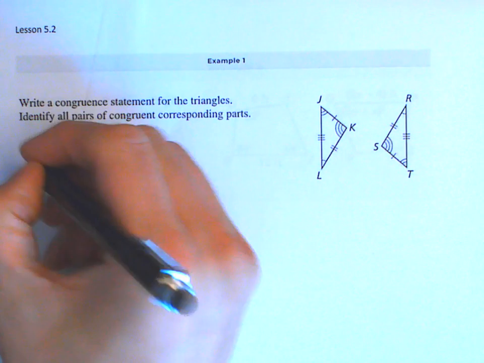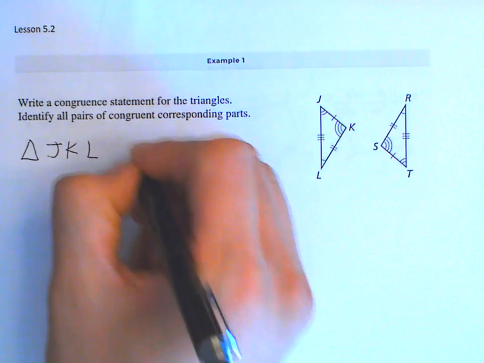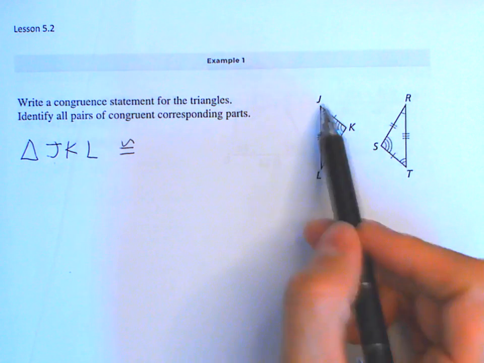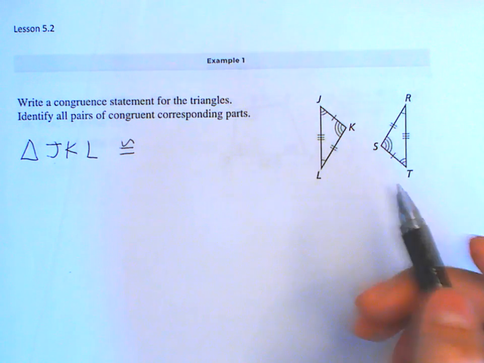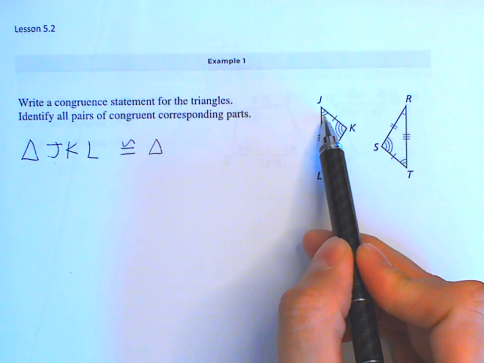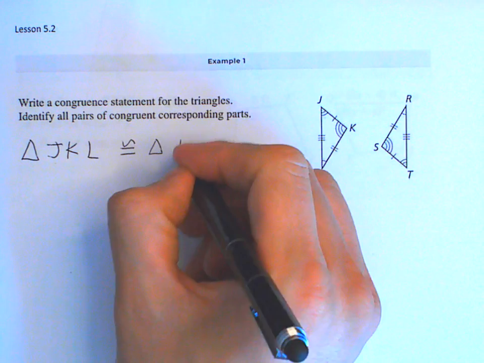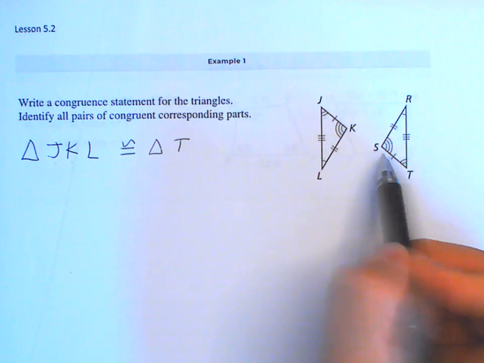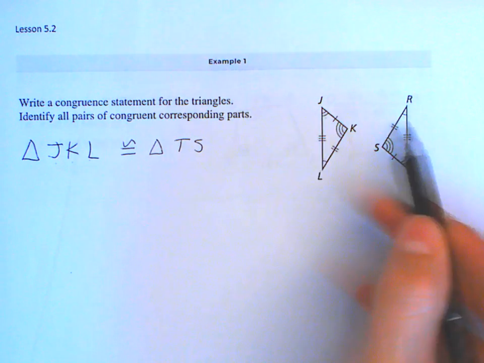Okay? So triangle JKL is going to be congruent to. Now, if you do not start with JKL and you start with KLJ or LJK, it's fine as long as you have the right order of the letters in the second part. So as you can see, J here is congruent to T. So J is congruent to T. That means T goes first. K here is congruent to S. And L is congruent to R.